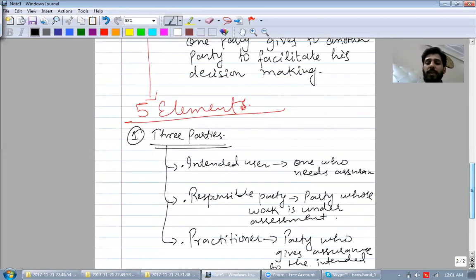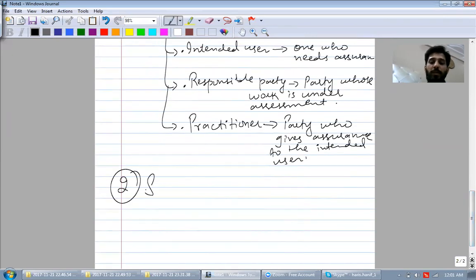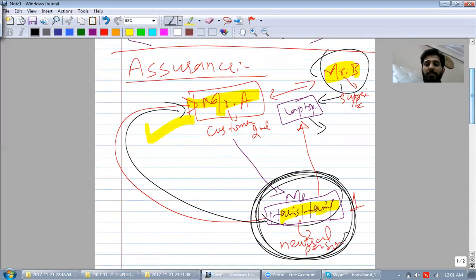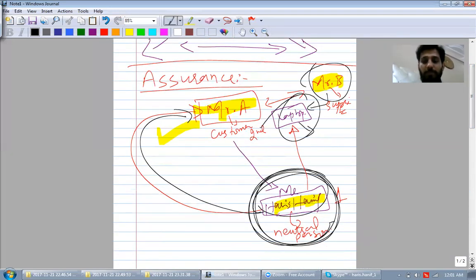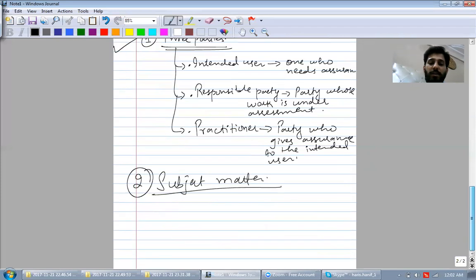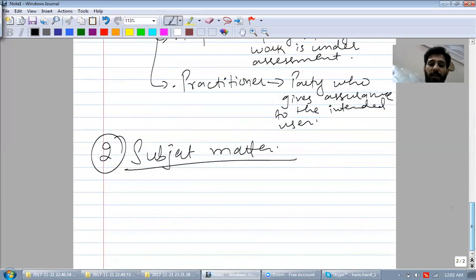Now, in every assurance engagement, there are 5 elements. We have studied number one. Number two is the subject matter. Now, what do you mean by the term subject matter? For example, we are giving assurance on a laptop. The laptop is a subject matter. Any data which is being assessed by the practitioner, the practitioner assesses that data, this is called the subject matter.